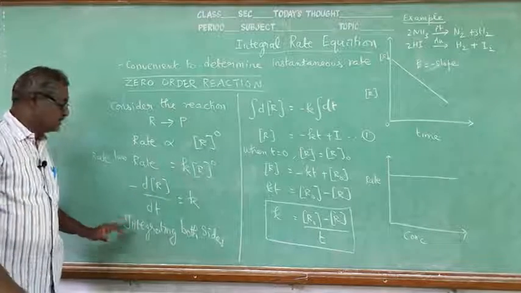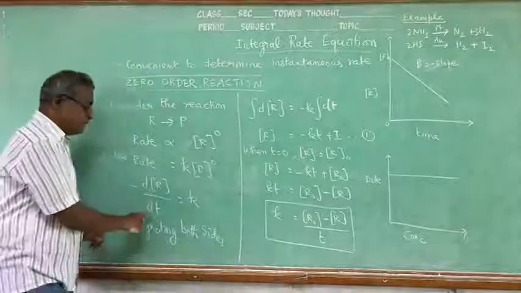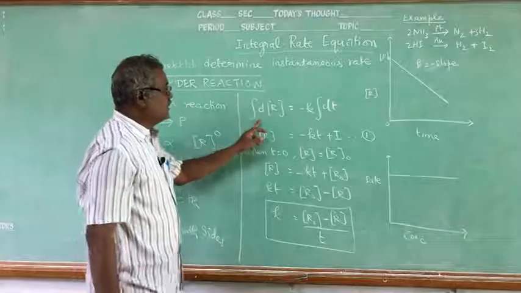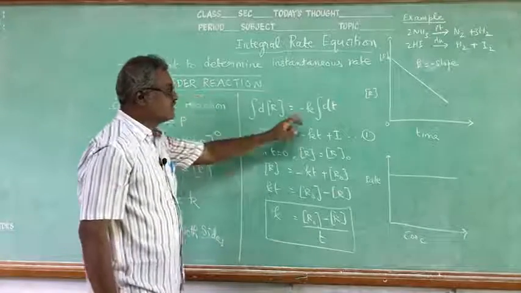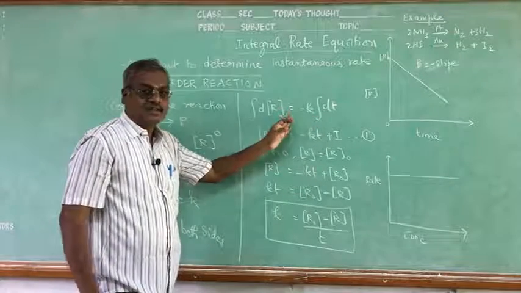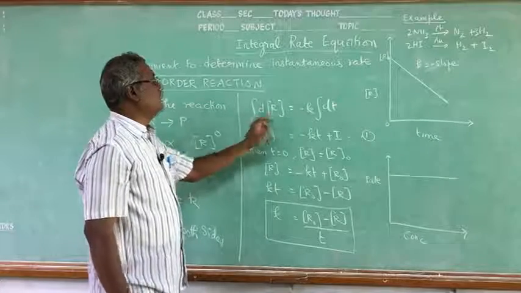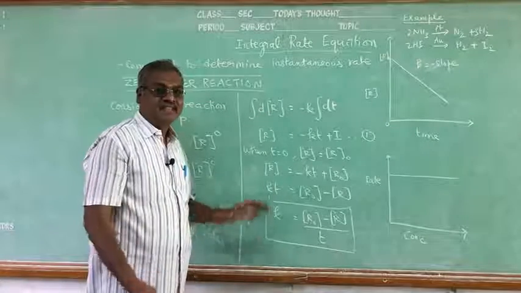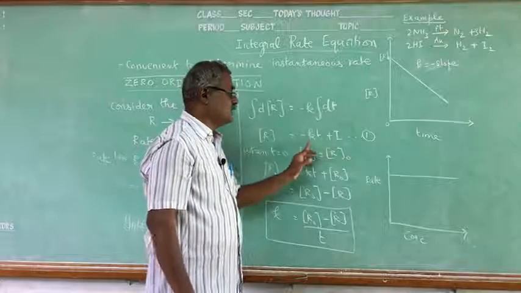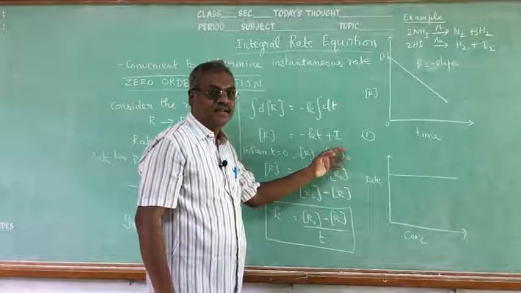Now we have to integrate. So integrating both sides, before integrating, I am bringing the dt term to the other side. So I will get the integration of dR and the integration of K dt. Here K is a constant, so I am taking the constant outside. We know that the integration of dx is x. So integration of the constant gives R = -Kt + I, where I is an integrating constant.